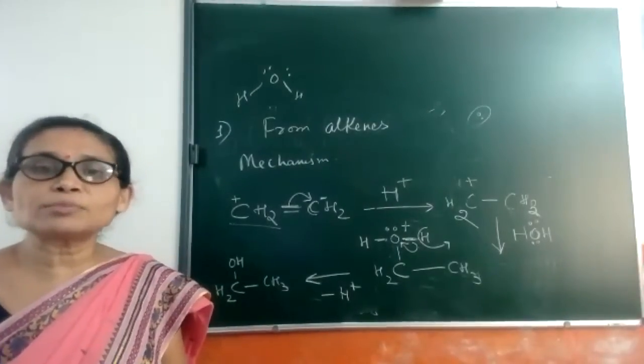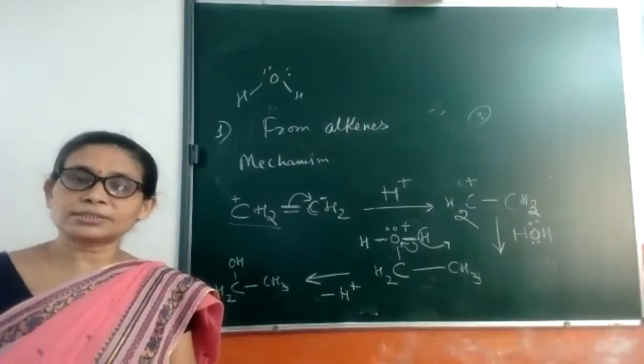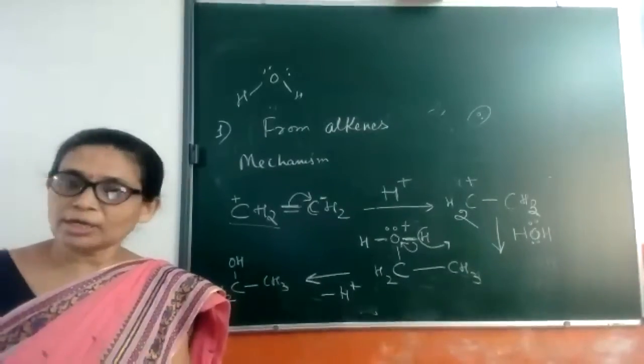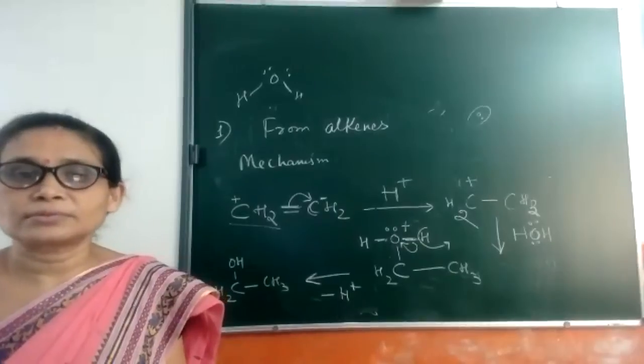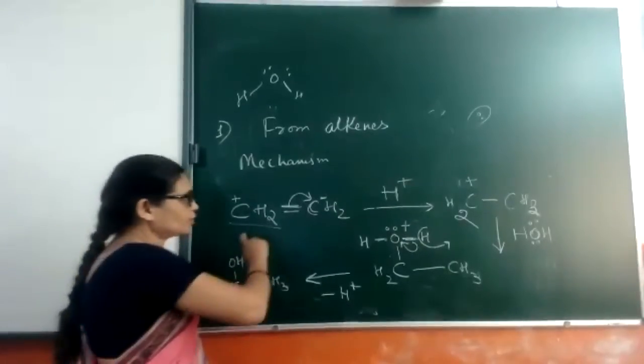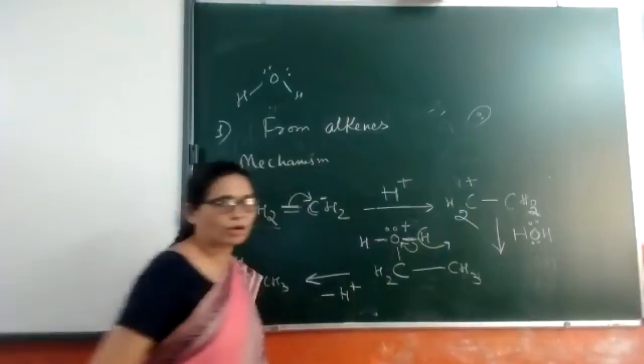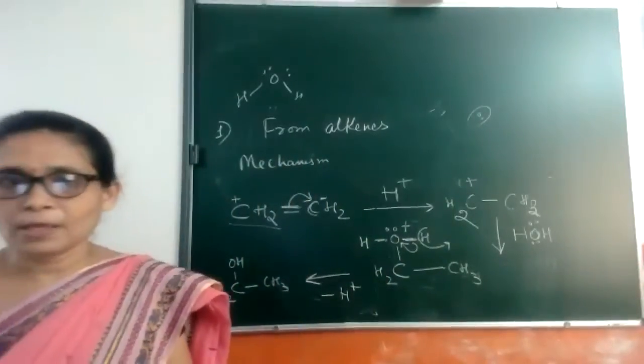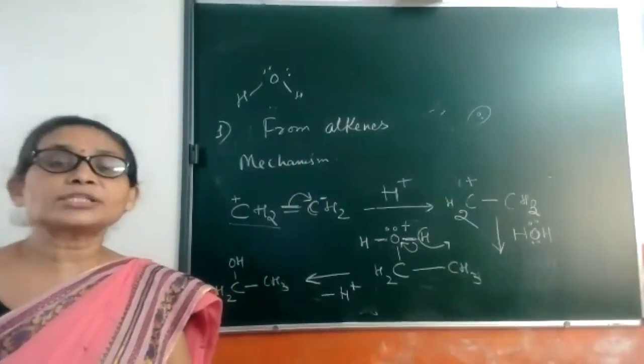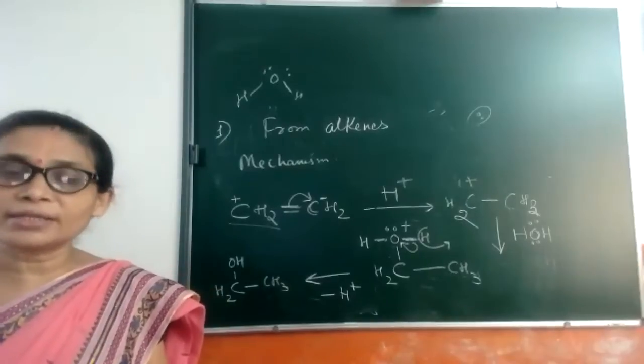Catalysts are not consumed in the reaction. So after the reaction, we get back the same amount. So here also we can see the same method. The process goes through carbocation formation. So this is the mechanism of addition of water to an alkene.